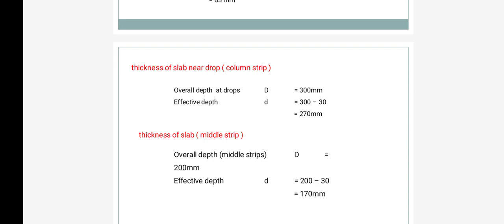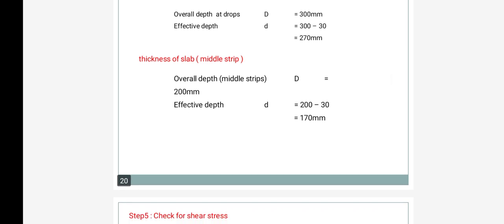Next, thickness of slab at middle strip. Capital D, overall depth at middle strip, is equal to 200 mm. So find the effective depth. Effective depth small d is equal to 200 minus 30. So 30 is nothing but the effective cover. So small d is equal to 170 mm.